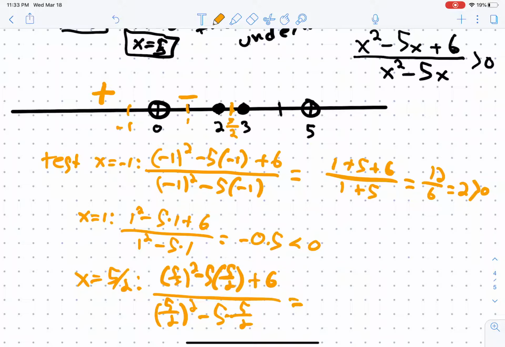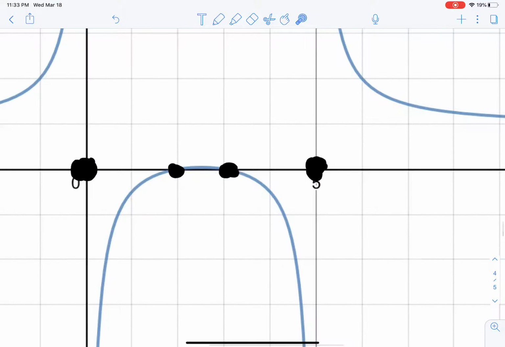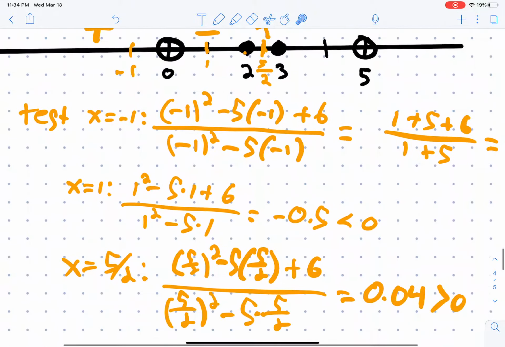And here I'm going to ask the calculator to do it for me. When I plug that in, I get 0.04, and in particular, it's positive 0.04. And that means that the function is positive on that little interval between 2 and 3. That corresponds in the picture to this little part of the function here, and it says that it is positive. It's above the x-axis there, although it's a little bit hard to tell when you're zoomed out. Okay, let's keep going.